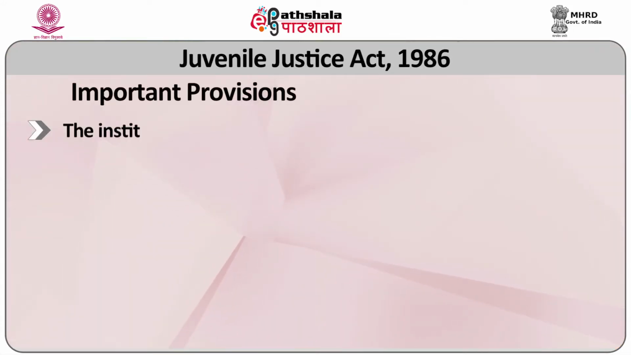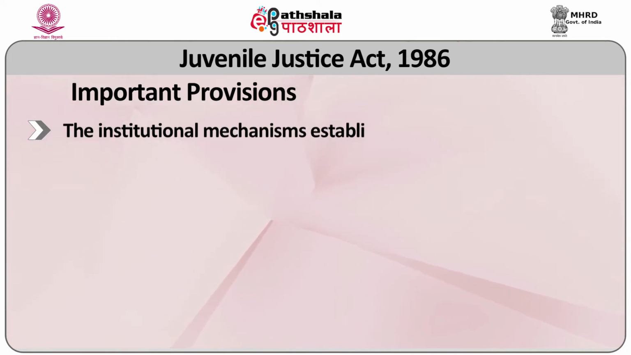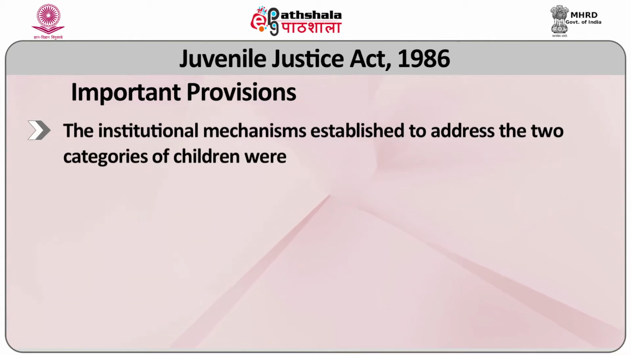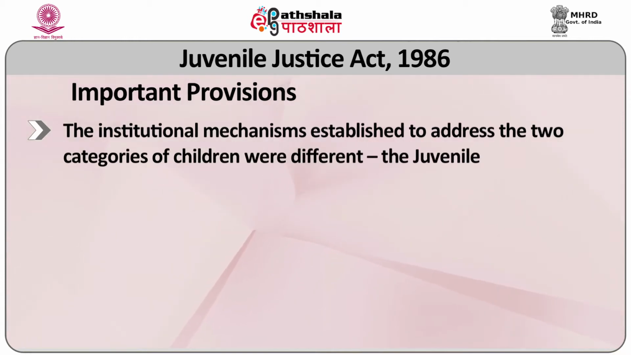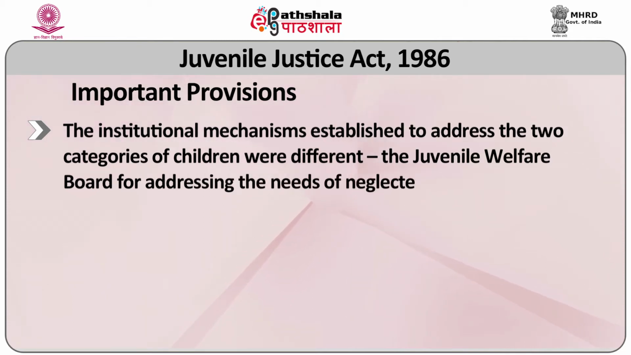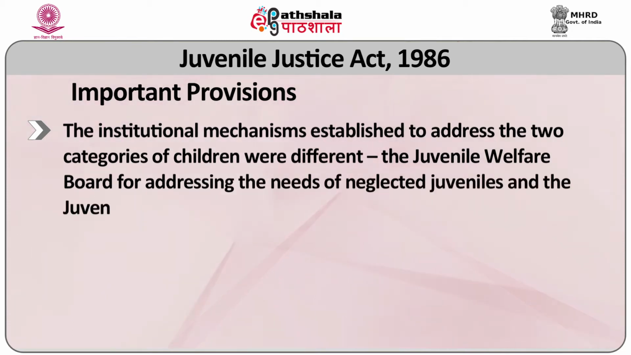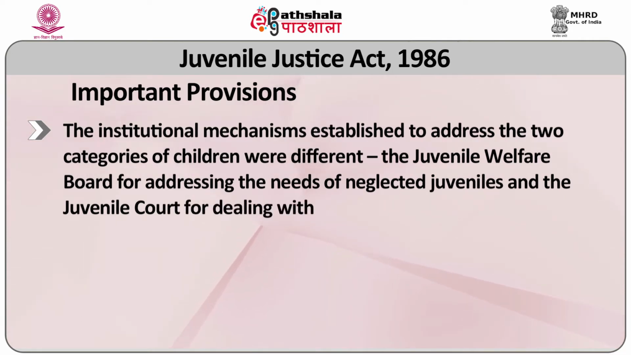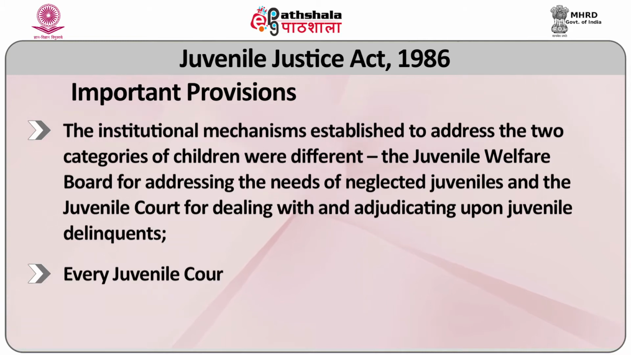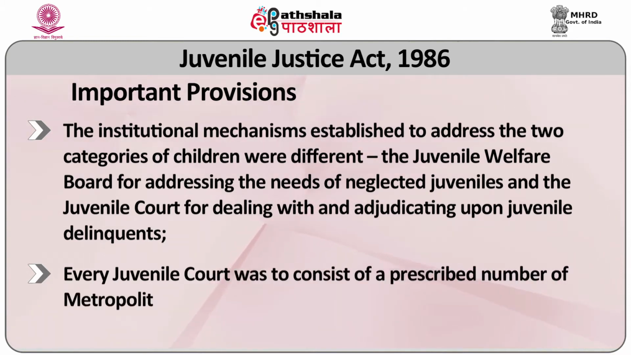Sixth, the institutional mechanisms established under the 86 Act to address the 2 categories of children were different. The Juvenile Welfare Board for addressing the needs of neglected juveniles, and the Juvenile Court for dealing with and adjudicating upon juvenile delinquents.